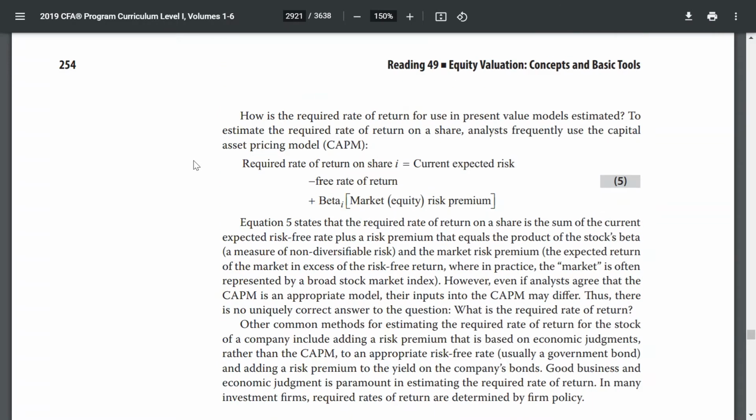How is the required rate of return for use in present value models estimated? To estimate the required rate of return on a share, an analyst frequently uses the capital asset pricing model, or the CAPM. And here is the equation.